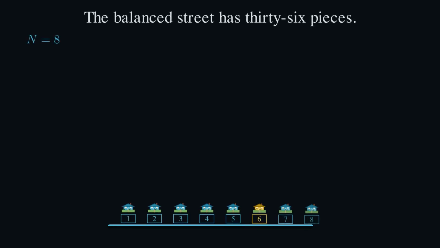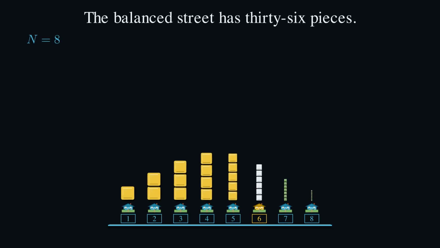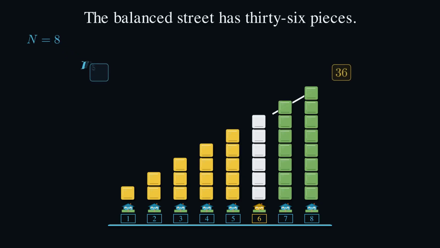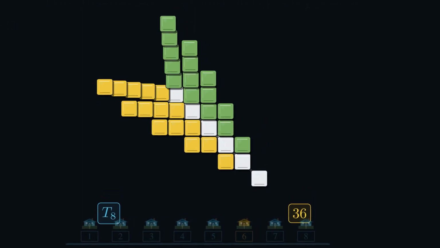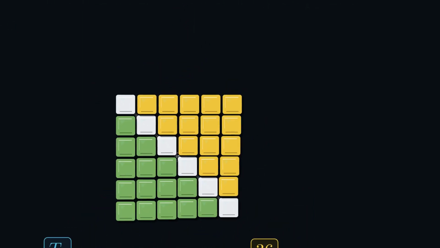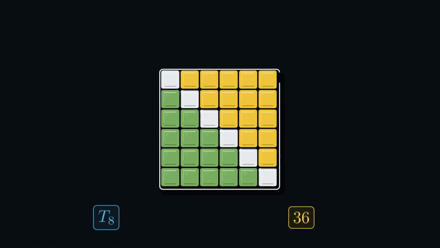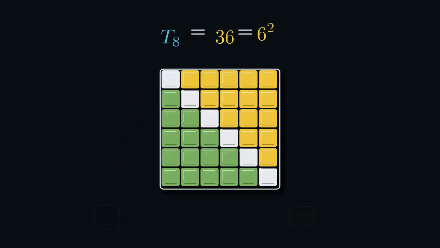Addresses 1 through 8 contain 36 units, naturally forming a triangular stack. Because house 6 balances, the upper 15 units can copy the lower 15. Those two triangles, plus the 6 excluded units, fill a 6 by 6 square. Thus, the triangular total through n must equal the square of balanced address x.